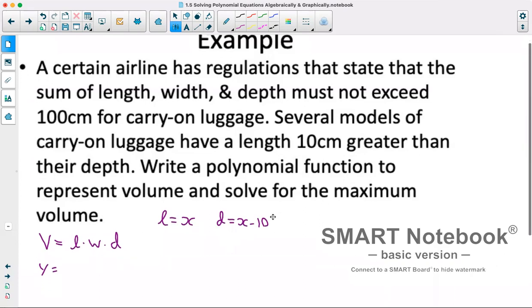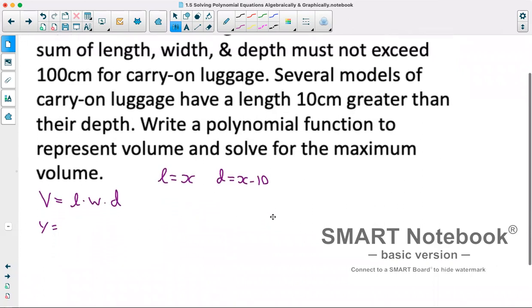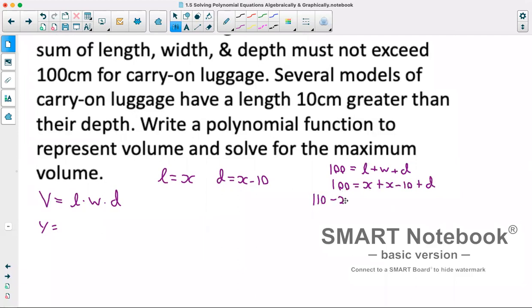Now, for the last dimension, our width is the harder one to get of these, but essentially we're told that the sum of length, width, and depth must not exceed 100 centimeters. So we have 100 is equal to our length plus our width plus our depth. So we have 100 equals x plus x minus 10 plus d. So we'll rearrange this, which gives us 110 minus 2x equals our width.